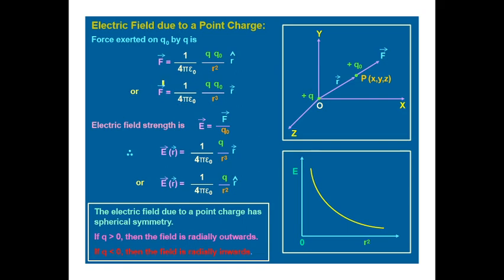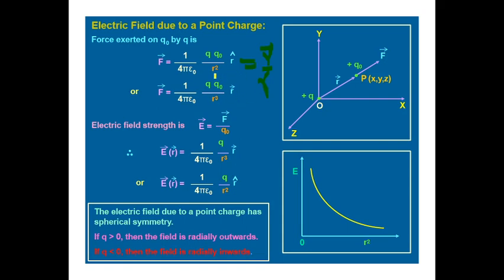In vector form, R cap equals vector R divided by R. It is written in this way. Then F is equal to 1 by 4 pi epsilon naught Q Q naught.